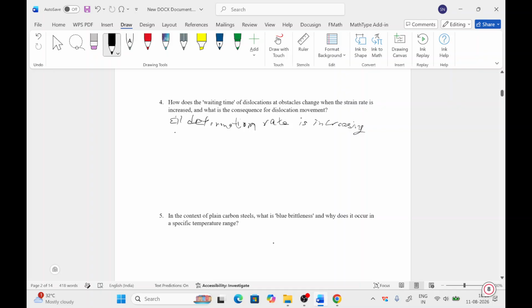So we know the strain rate can be given as rho b v, where rho is the dislocation density, b is Burgers vector, and v is the velocity of dislocation.